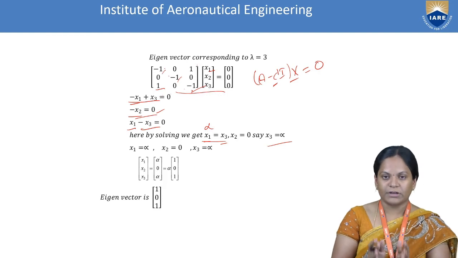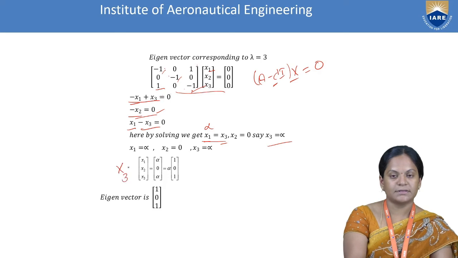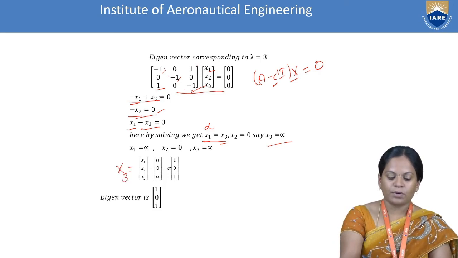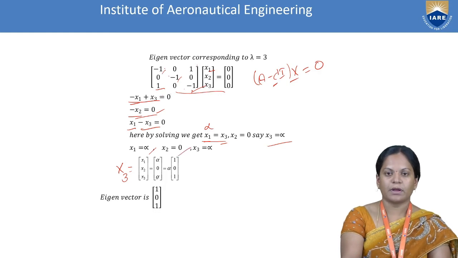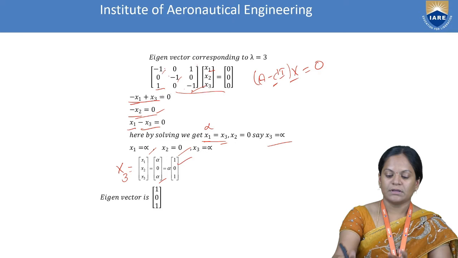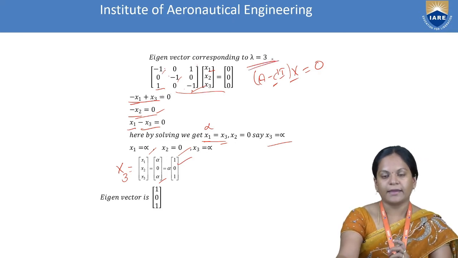Now write the vector form. So the vector form is here capital X3. This is the third eigenvector, that's why I am writing X3. So x1, x2, x3. Now write the values: x1 is alpha, x2 is 0, and x3 is alpha. Alpha is common, so I am taking it outside. If we take alpha outside, we get 1, 0, 1, which is the third eigenvector. Third eigenvector means for lambda equal to 3. Lambda equal to 3 is the third eigenvalue.